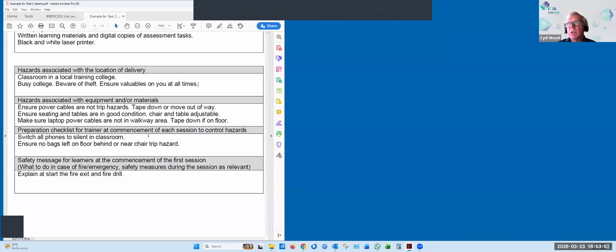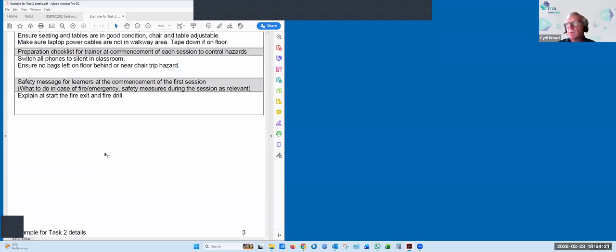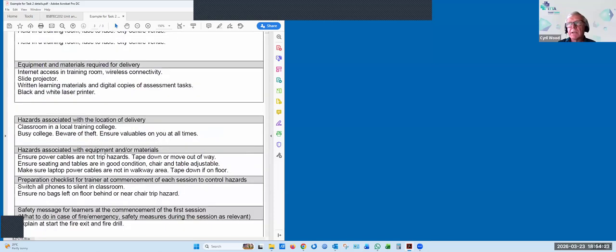Preparation checklist for the trainer at commencement to control health: switch off phones. Make sure people don't put their bags where others might walk; put them somewhere out of the way, coats and so on. No trip hazards. Safety message: you can just write in that you're going to explain at the start the fire exit, fire drill or anything else you think is relevant. It says safety measures during the session as relevant. Okay. And that's basically task 2.